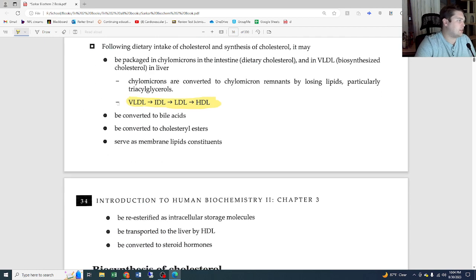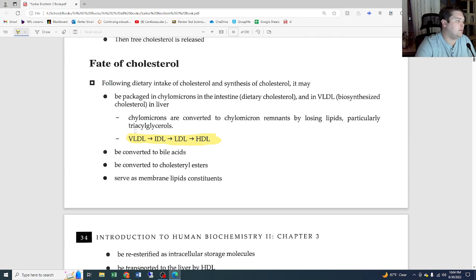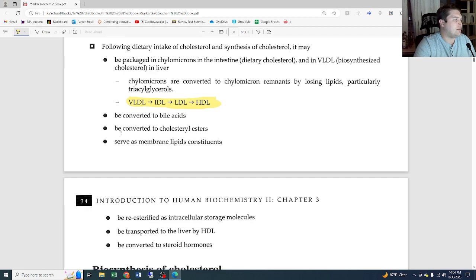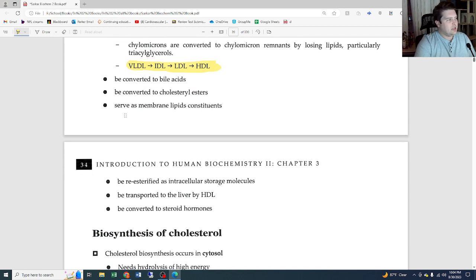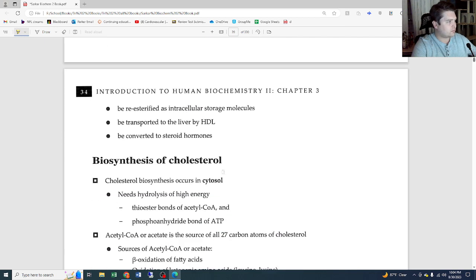Continuing with the fate of cholesterol, it can be converted to bile acids. It can be converted to cholesterol esters, so it can go back to the storage form. It can serve as membrane lipid constituents, so we're going to use the lipids to make our membranes. It can be re-esterified as intracellular storage molecules.